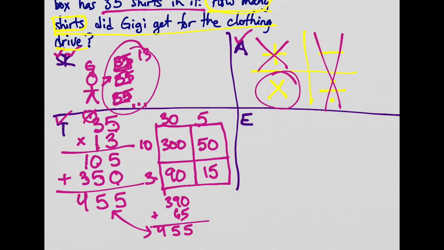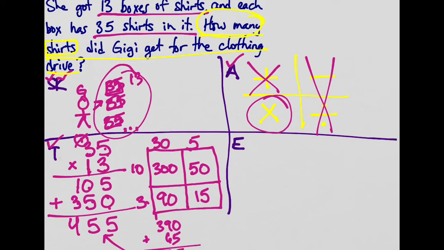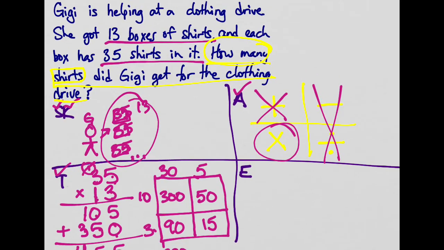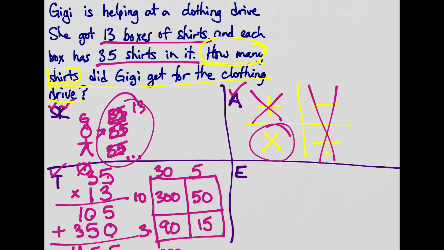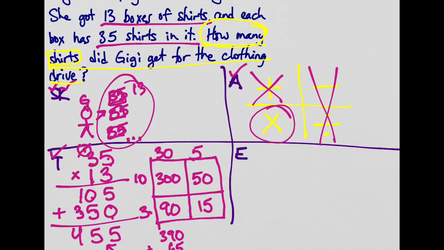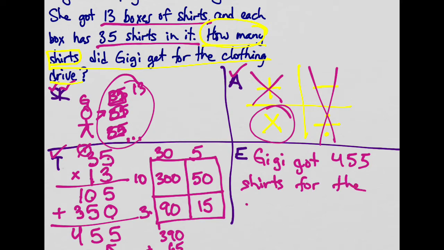We did the try it step. All that's left is to explain my thinking. So to explain my thinking, I am going to simply answer the question. How many shirts did Gigi get for the clothing drive? Okay, Gigi got 455 shirts for the clothing drive.